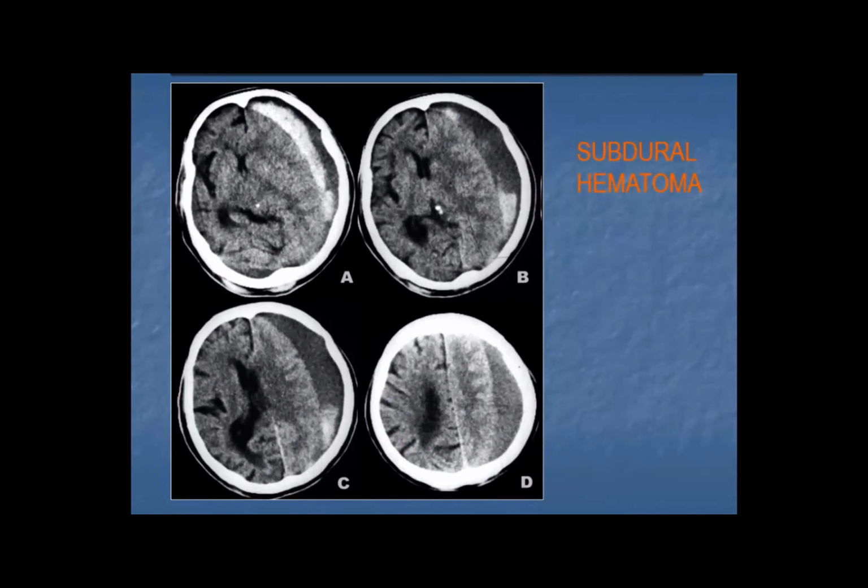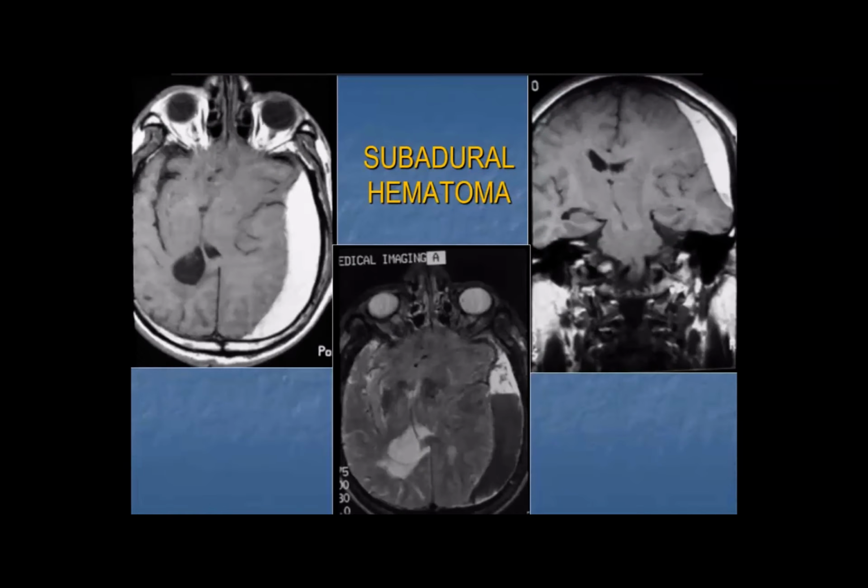And also the image of the subdural hematoma. We can find a mixed density lesion. This is fresh blood, and here it is mixed with the chronic hematoma. So the subdural hematoma is a mixed density. On MRI, the subdural hematoma on the T1 weighted image is hyperintense, and on the T2 weighted image it is mixed intensity. In front of the lesion, we can find a hyperintensity, and in the posterior of the lesion is a hypointensity.